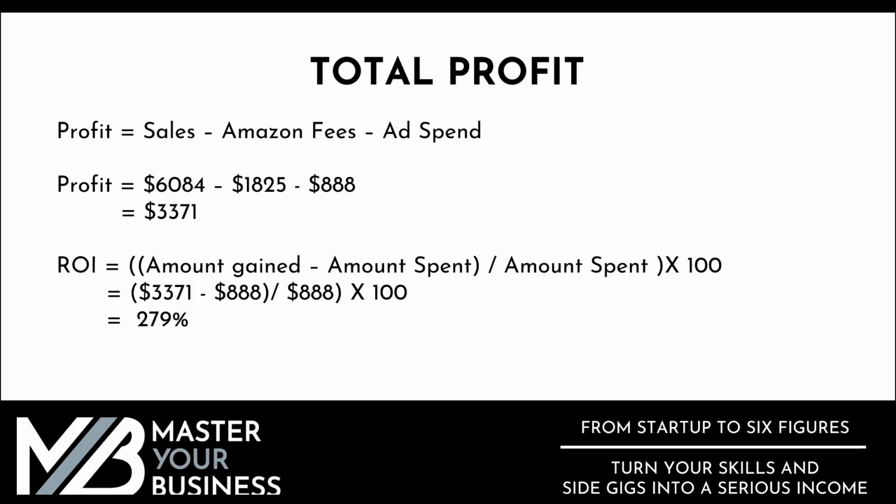Okay, and to calculate our ROI, or our return on our investment, the way we figure that out is we take the amount of money we made, our profit, we take away the amount spent from that amount. So in this instance, 3,371 minus 888, and then we take that amount and we divide it by 888. Okay, and when we do that, it gives us an amount, and when we times that by 100, it gives us a percentage.